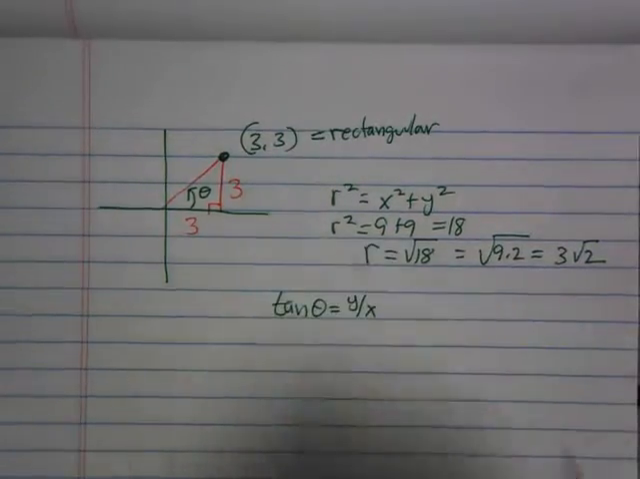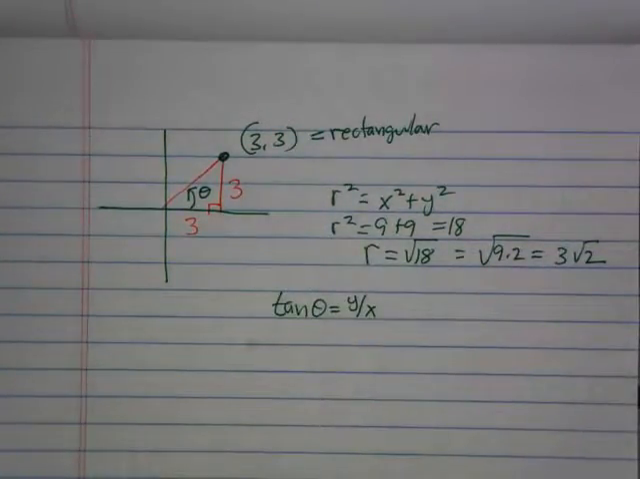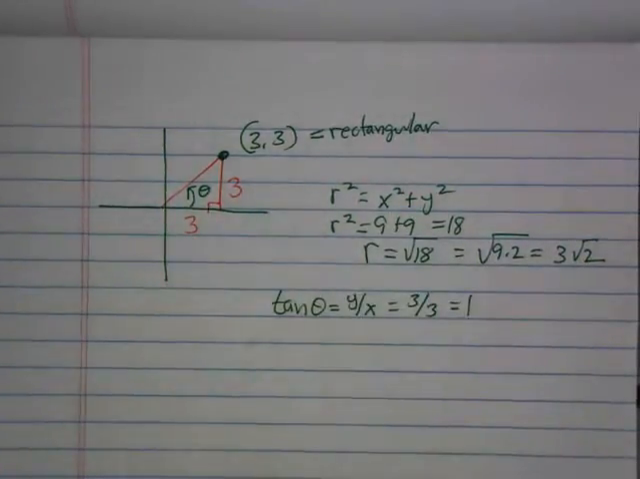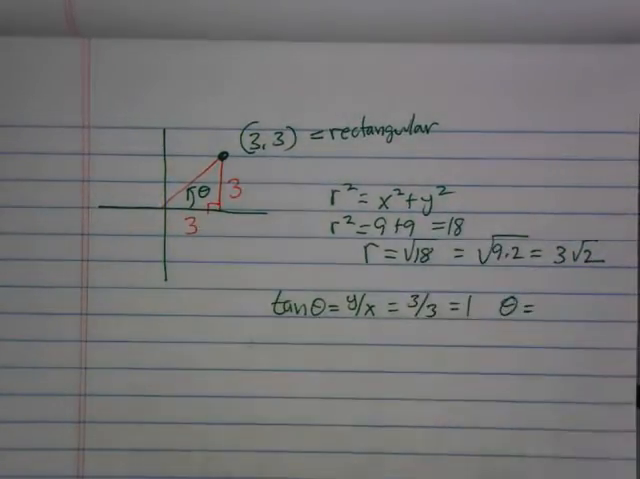x. And y over x was given information, wasn't it? So again, I would much rather use tangent here instead of cosine or sine. Could I use cosine or sine? Absolutely. But traditionally we use tangent. So tangent of theta is 3 over 3, which is 1, which means theta is what?